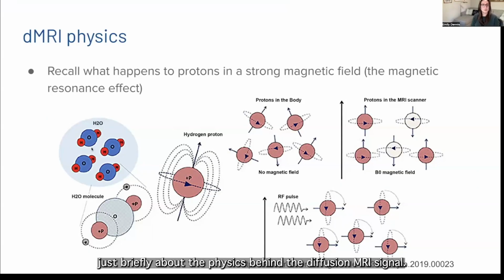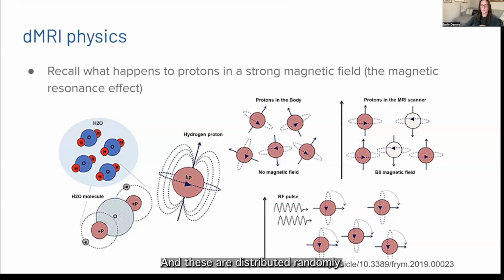So we're going to talk just briefly about the physics behind the diffusion MRI signal. Recall what happens to protons in a strong magnetic field, what we call the magnetic resonance effect. The most common source of protons in our brain is hydrogen, as they are part of water, and water is everywhere in our brain. And so with these hydrogen protons, all of these protons are spinning. This is what they do, and they all have an axis around which they spin.